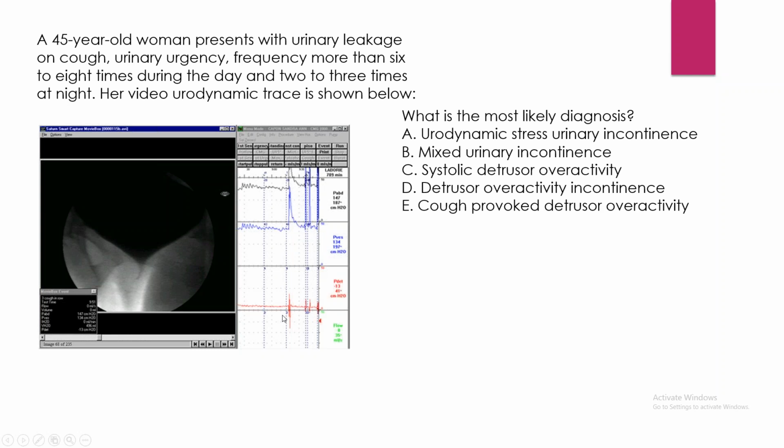Here in the urodynamics graph, leak is not there, but in video urodynamics, in the X-ray, you can see the leak. The leak is not given in the graph, but here you can see the leak. So it is urodynamic SUI. Clear? There is no detrusor overactivity. There is no increase in the detrusor pressure. Agree?